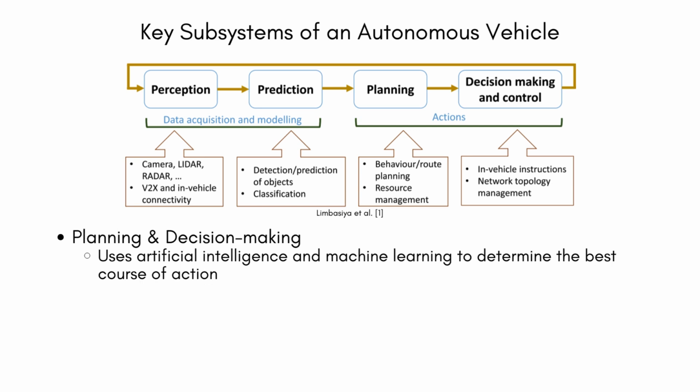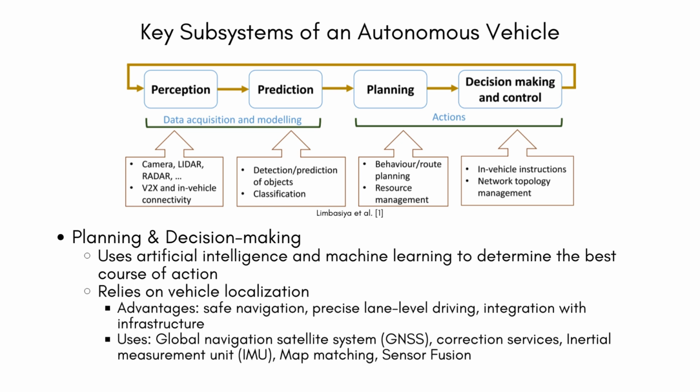The planning and decision-making are considered the brain of the autonomous vehicle. It uses artificial intelligence and machine learning to analyze the perceived environment, traffic rules, and determine the best course of action based on its own goals, such as reaching a destination. It considers factors such as obstacles, traffic signals, and the optimal routes. In addition, the planning subsystem heavily relies on the localization algorithms that tell where the vehicle is located.